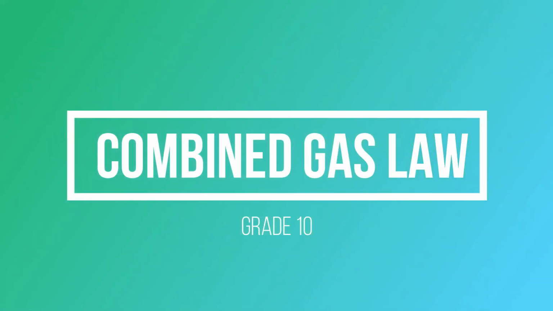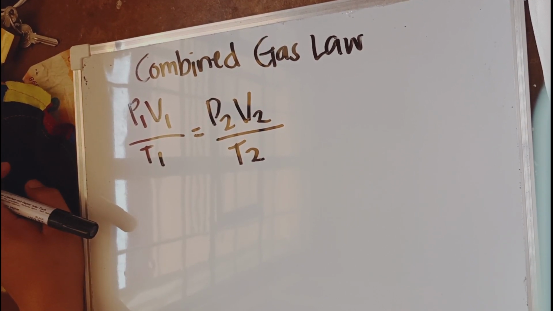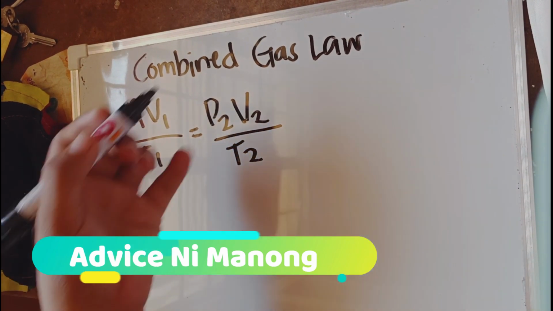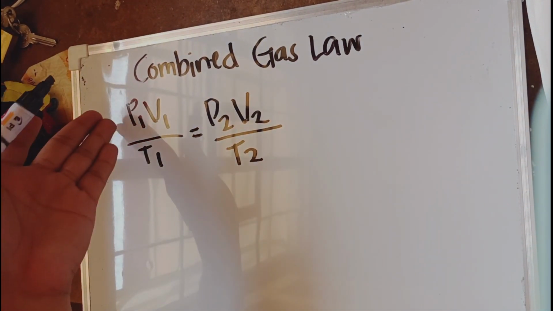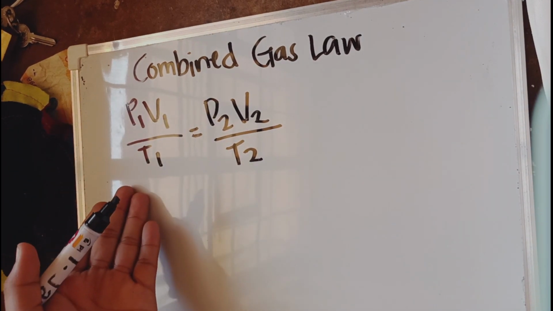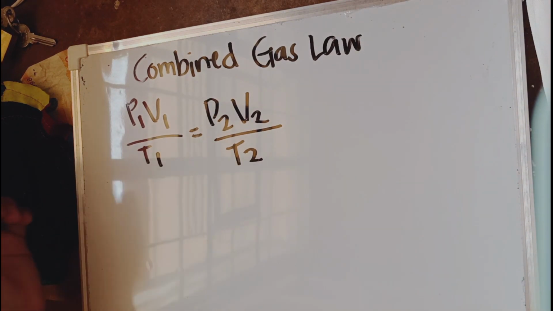Okay, this time let's move on to the combined gas law. The combined gas law is the combination of Boyle's law, Charles's law, and Gay-Lussac's law. So we will have this formula: pressure 1 times volume 1 over temperature 1 equals pressure 2 times volume 2 over temperature 2. So this is very easy, class.